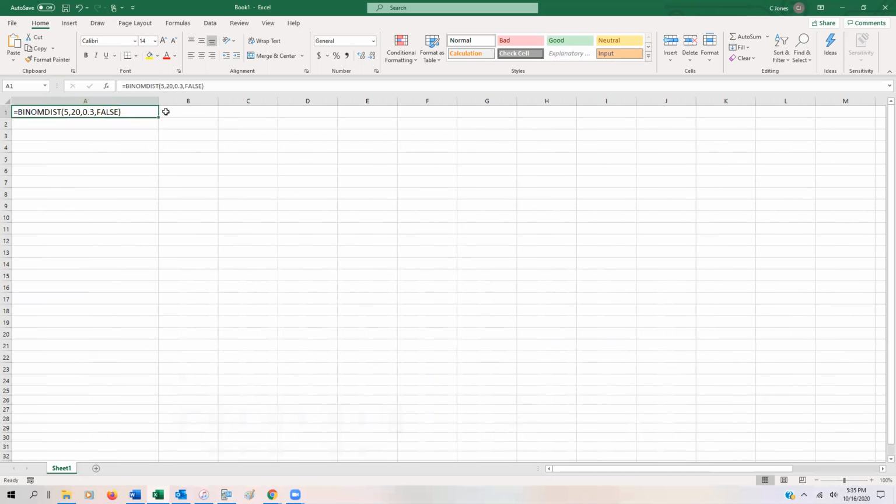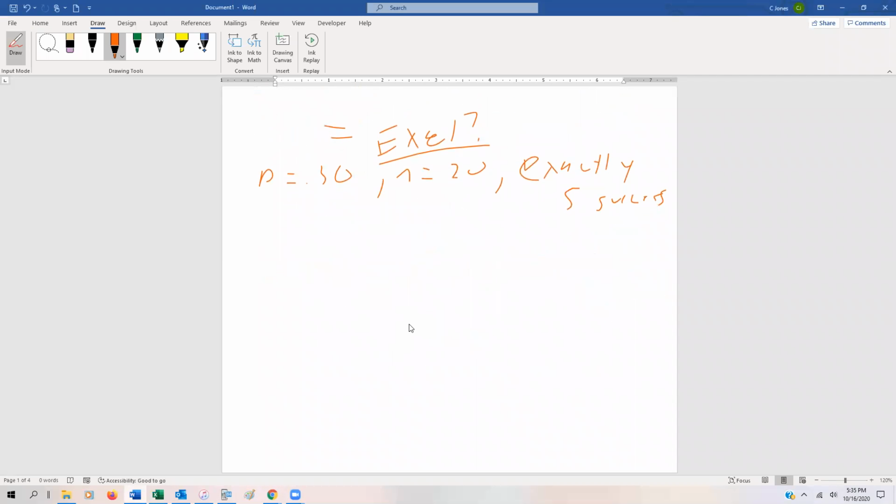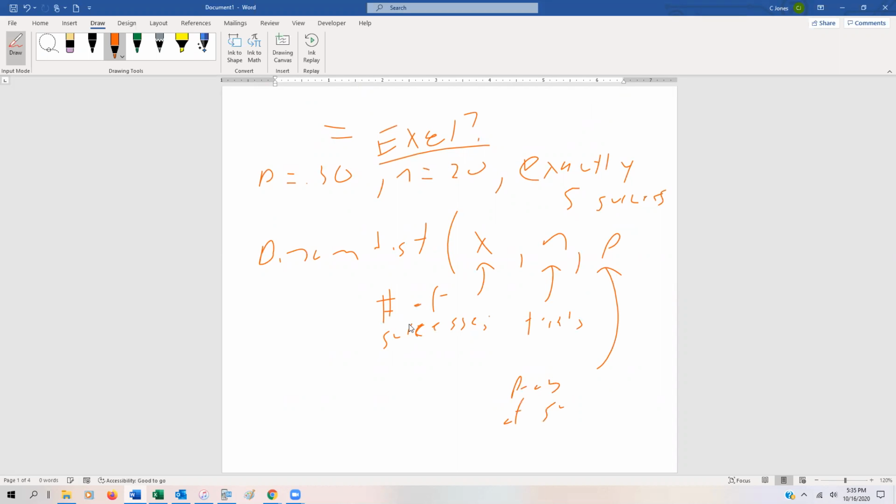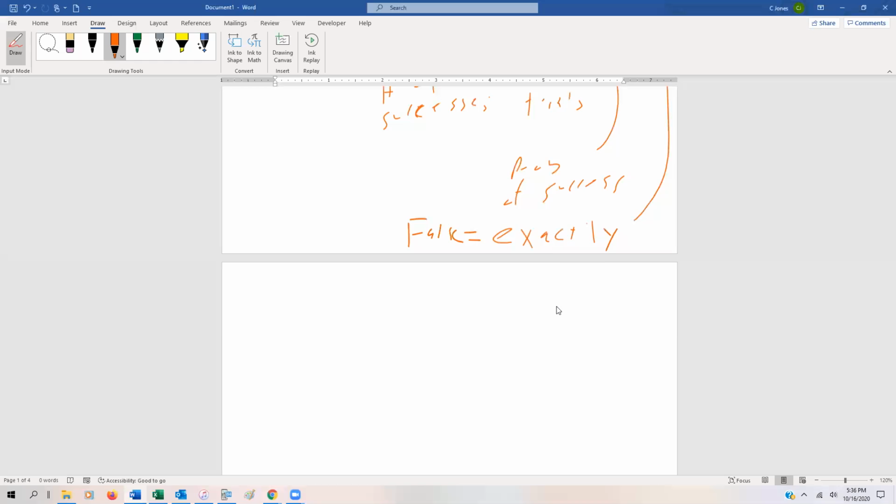Okay, so now we can see that we can use Excel very nicely, and this was the command that we used. So the binom dist command works like this. It's going to ask you first for X, which is the number of successes. It's going to ask you for the number of trials. Then it's going to ask you for the probability of success. And then the last parameter is either true or false. You only use false if you want exactly. For any other type, whether you want less than, greater than, whatever it is, that would have to be true.